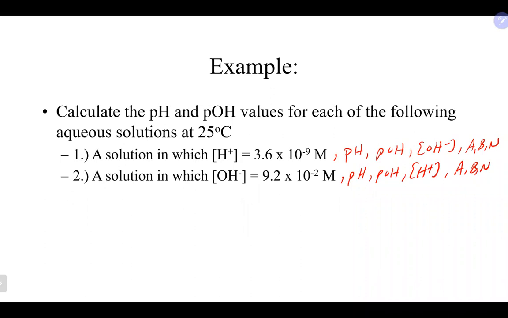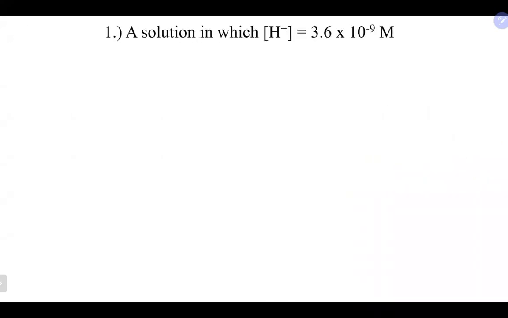Okay, let's take a look. So again, based on the formulas we just talked about, you do have a variety of ways to get to things. So basically, we're looking for pretty much everything here. We're given the H plus, so we're looking for the OH minus. We want the pH, we want the pOH, and so forth.